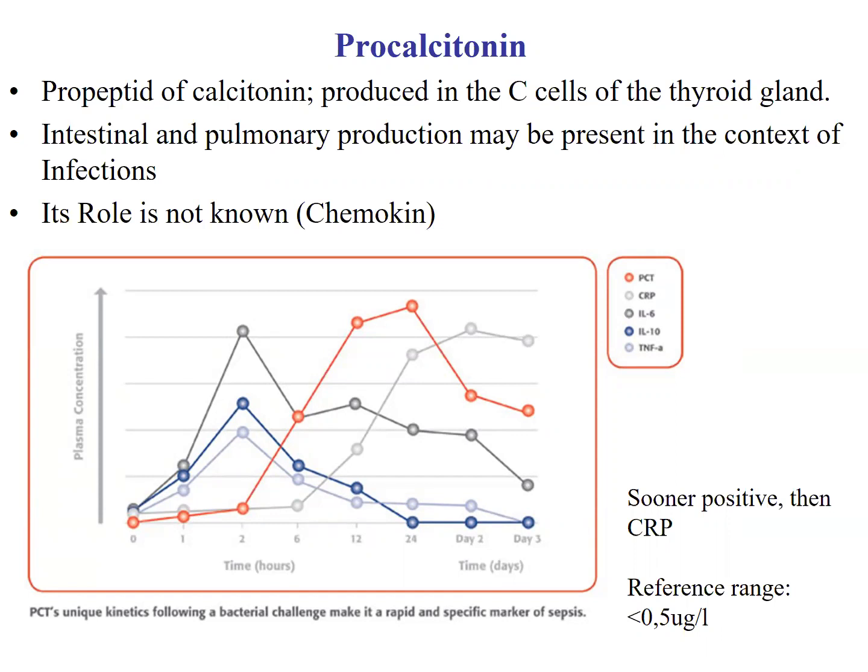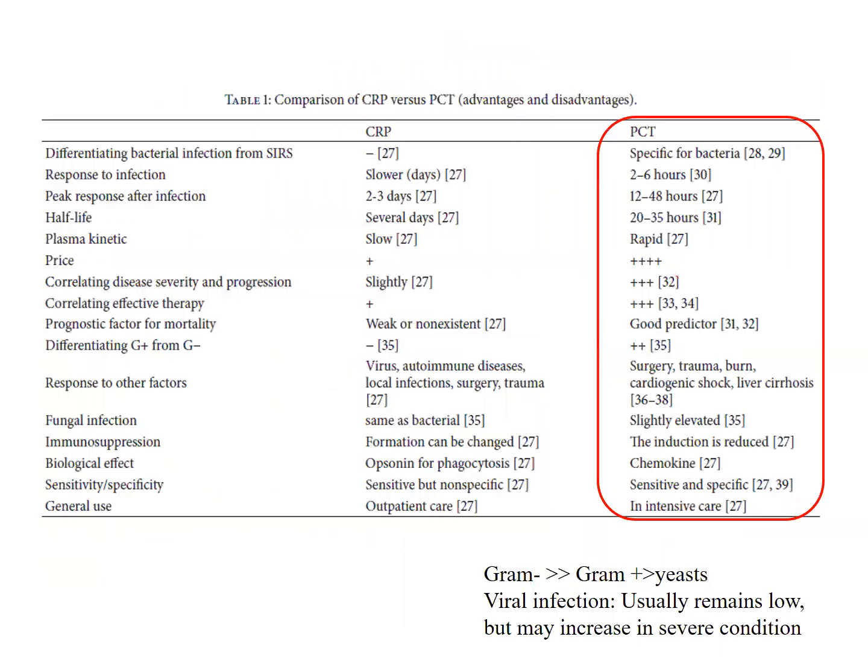Theoretically, we don't know the exact special role of this, but we like using this one because during sepsis, during the inflammation, it will be positive sooner than C-reactive protein. Here we also try to use a reference range which is lower than 0.5 microgram per liter, but it always depends on the suspected infection and condition of our patient.